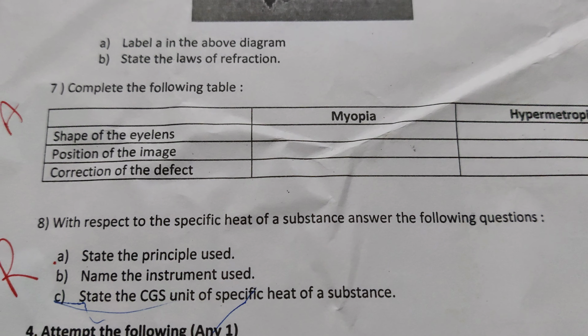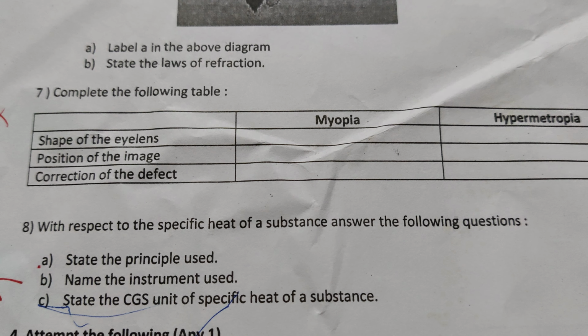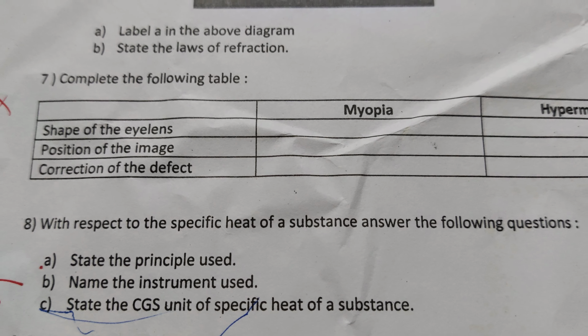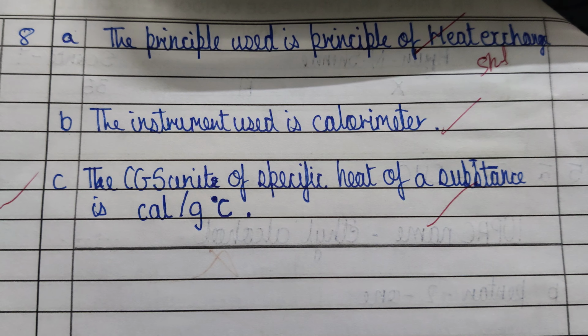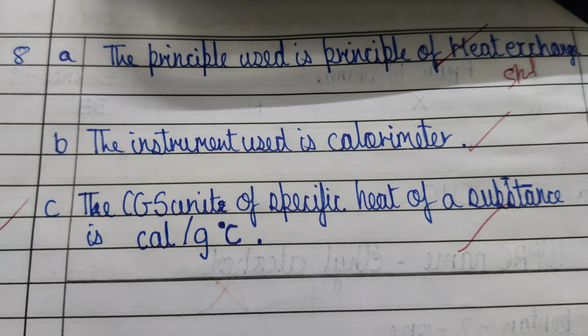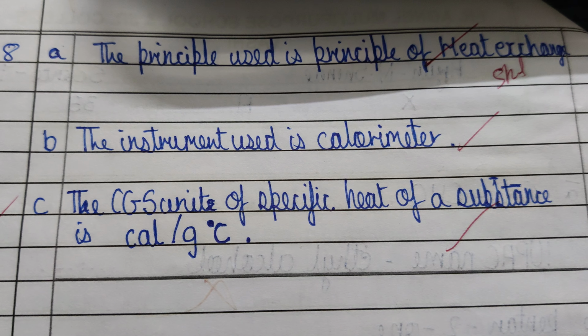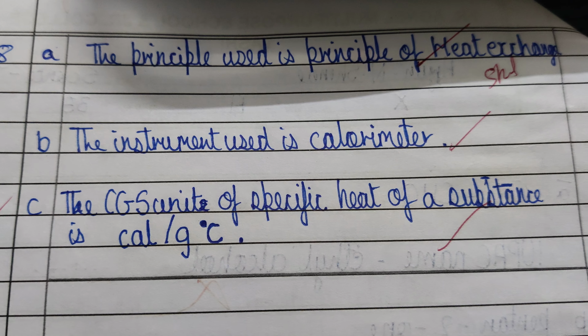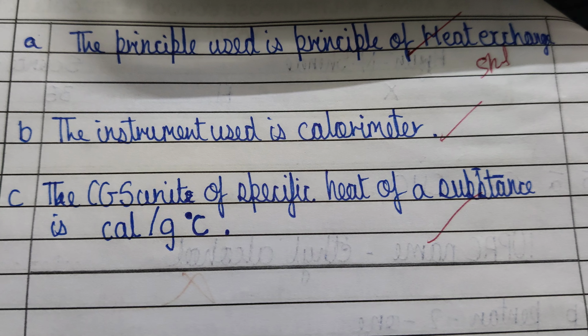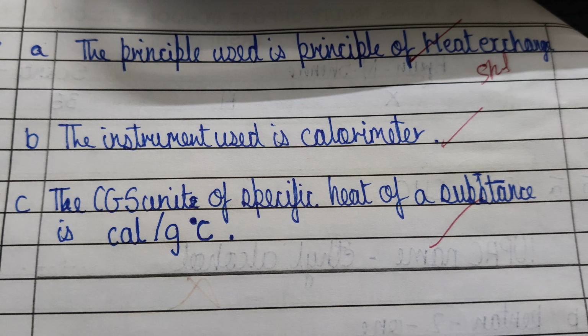With respect to the specific heat of a substance, answer the following questions. State the principle used, name the instrument used, state the CGS unit of specific heat of a substance. The principle used is the principle of heat exchange. The instrument used is calorimeter, and the CGS unit of specific heat of a substance is cal/g°C.